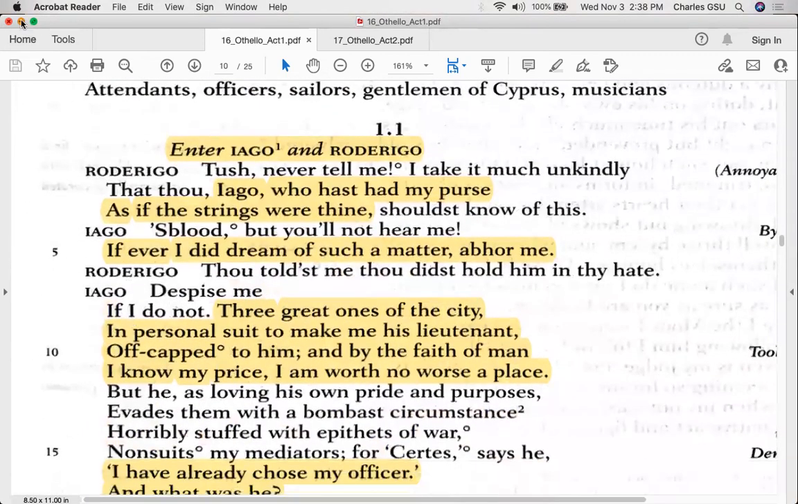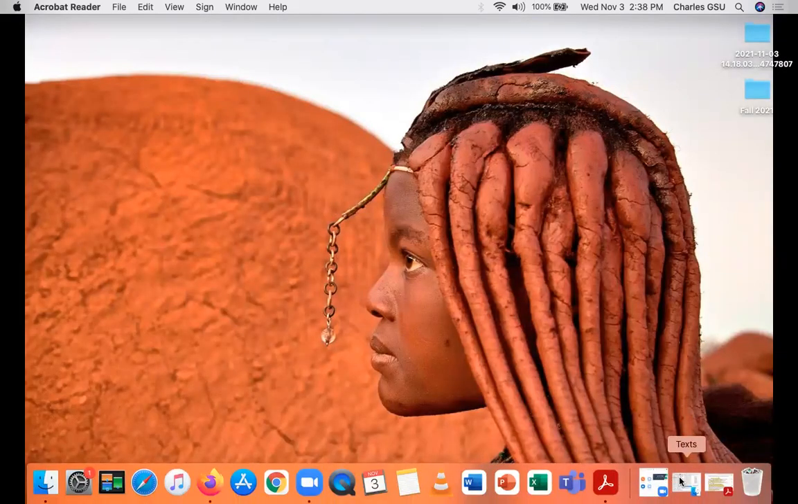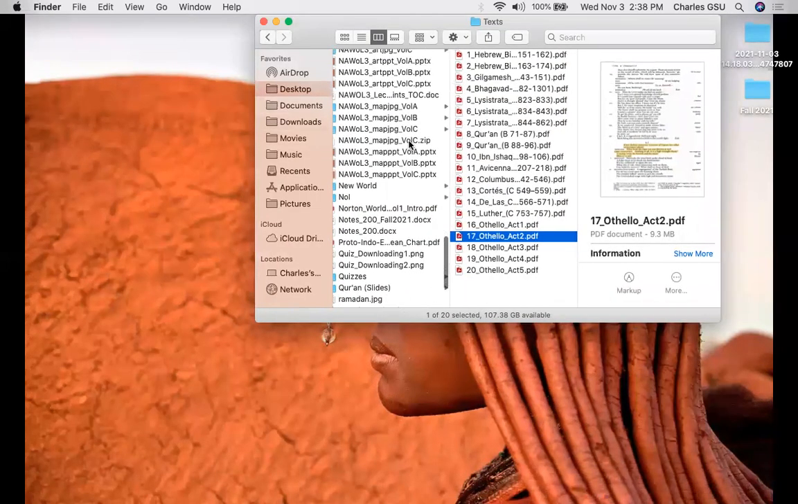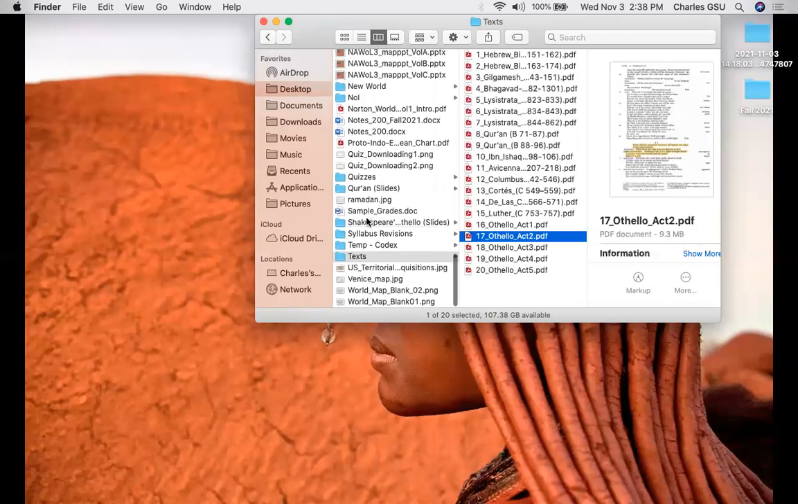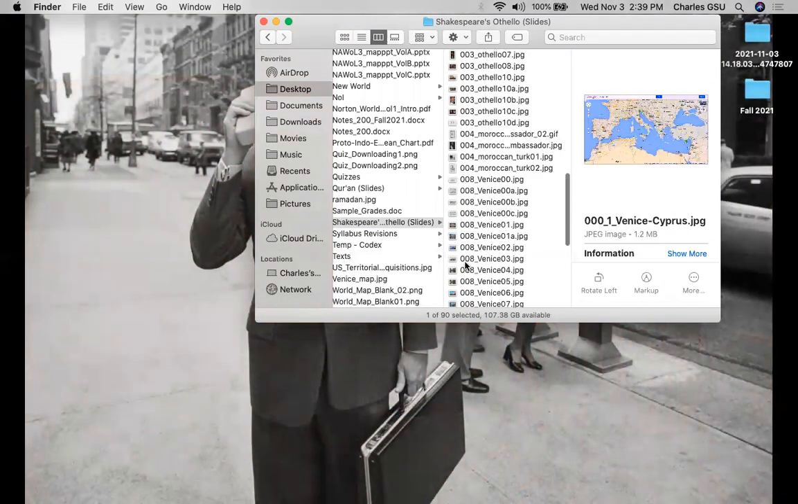So let me switch slightly to, what do you call it, to the images that appear in the slide folder. I'll just go through some of them fairly quickly.